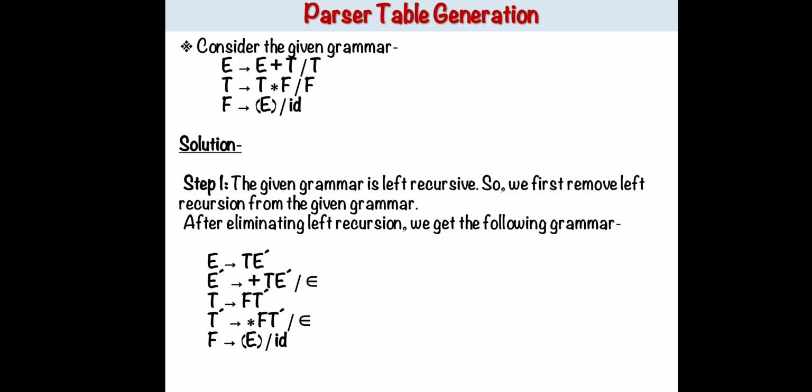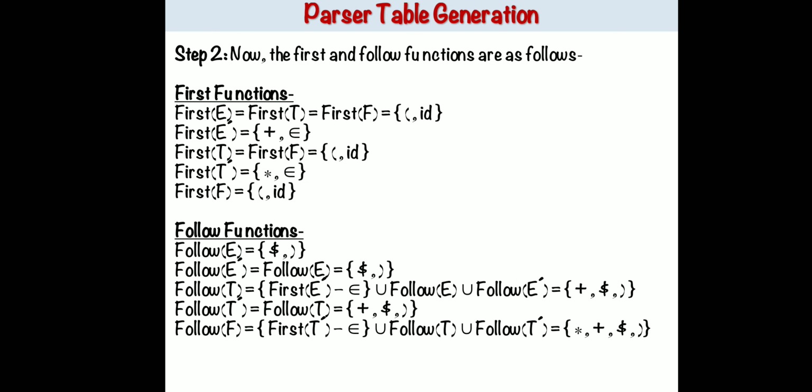Moving on to the next slide, which is very important, that is parse table generation, where we have already told you there are several steps. Step 1 is we have to remove left recursion. We learnt it in the previous slides, and you will try it for yourself. If a grammar is given like that, in step 1 we have to remove left recursion. After removing left recursion, we have to calculate first and follow.